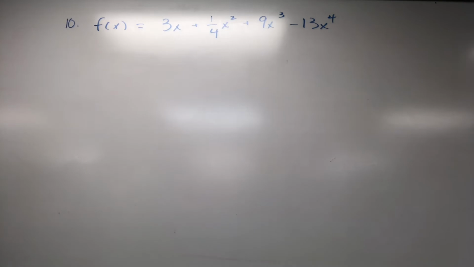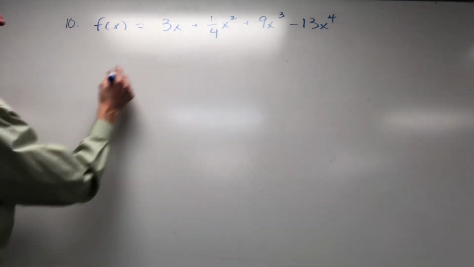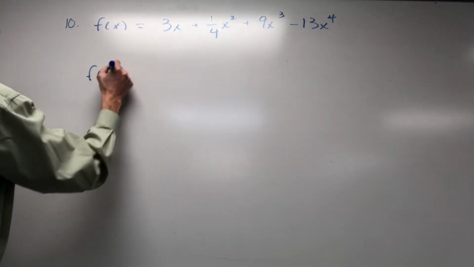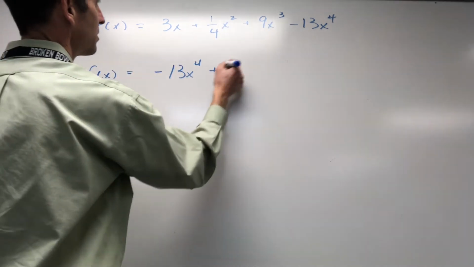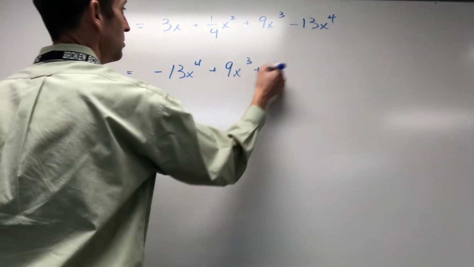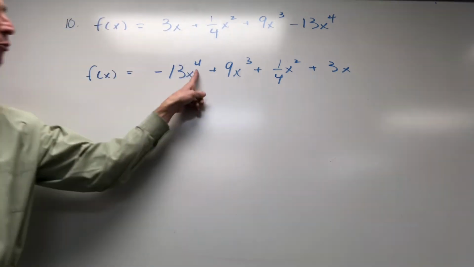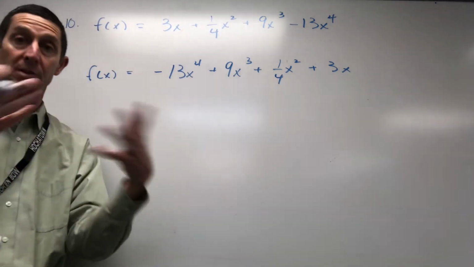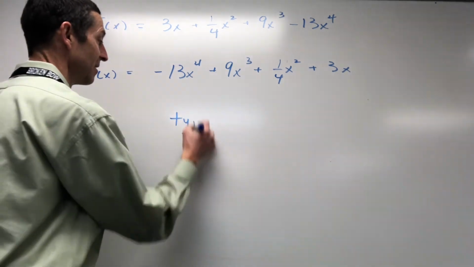Okay, so when you get this function, you think, okay, I can put this in descending order. I can reorder it real quick. Negative 13x to the 4th plus 9x cubed, 1/4 x squared plus 3x. So 4th power is the biggest, so degree 4, leading coefficient negative 13.